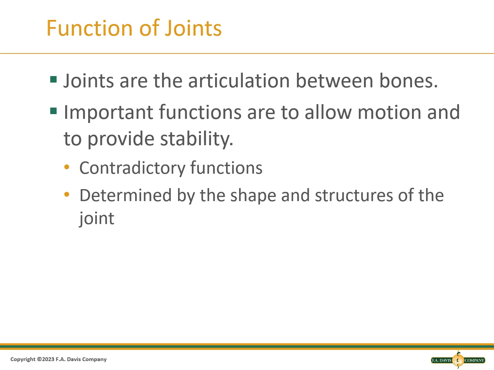They provide an important function to allow motion and provide stability, which are two things that kind of work opposite to one another. The more mobility a joint has, the less stability it has, and vice versa. So the balance between mobility and stability is determined by the shape and the structure of the joint.